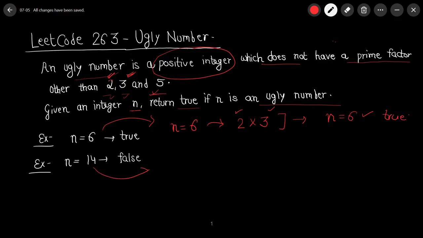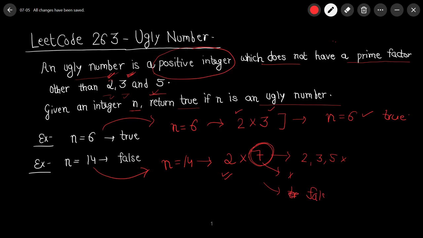Coming to the second example, n is 14. If we do prime factorization of it, we get 2 into 7. Now 2 is acceptable, but 7 is not, because we cannot have anything apart from 2, 3 or 5. So that's why it's not acceptable, and we return false, since 14 is not an ugly number. I hope the question is clear. So let's head over to the approach.